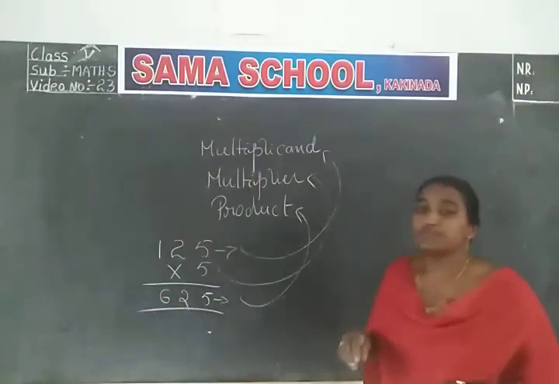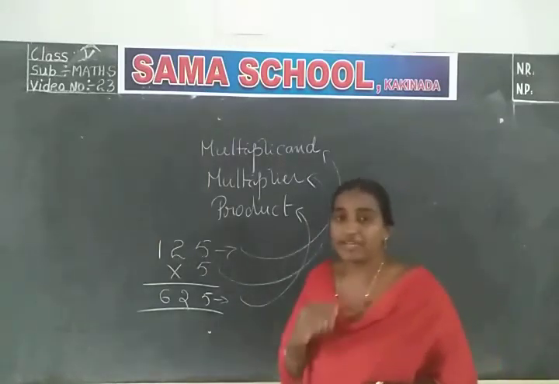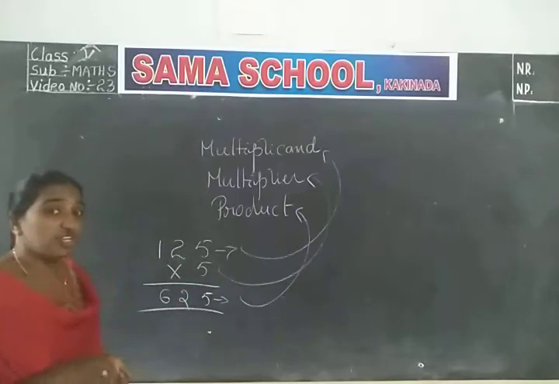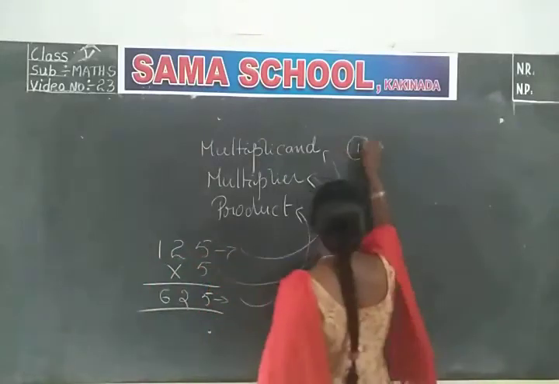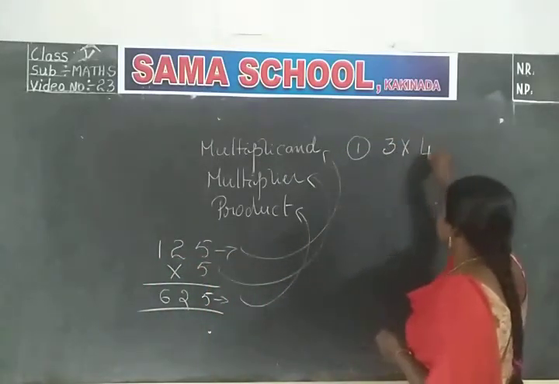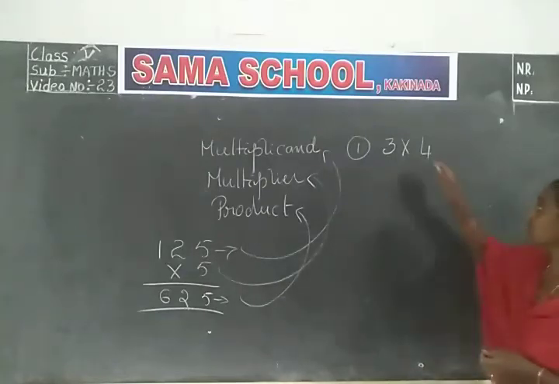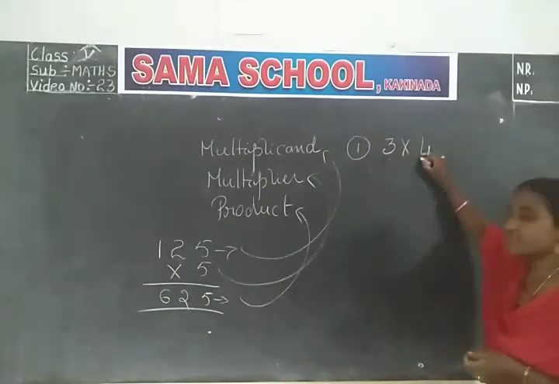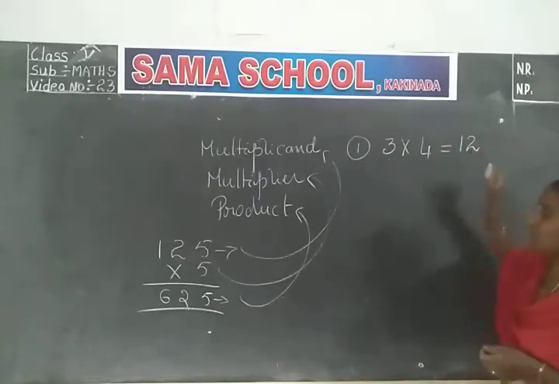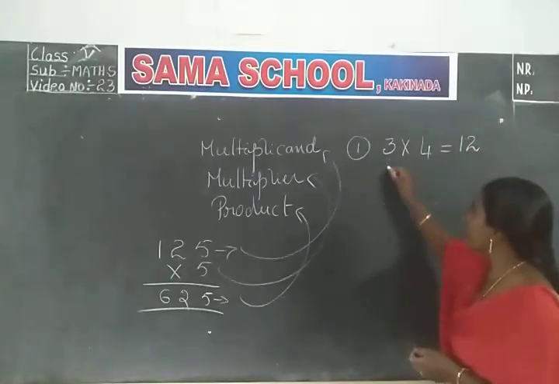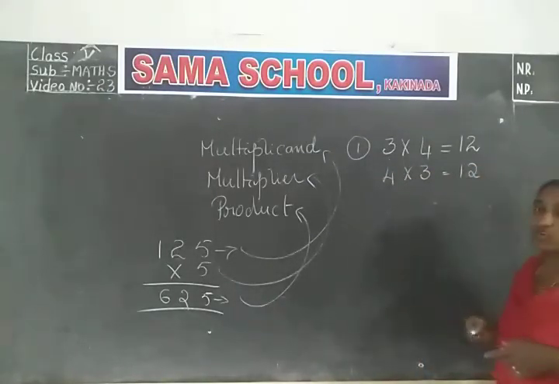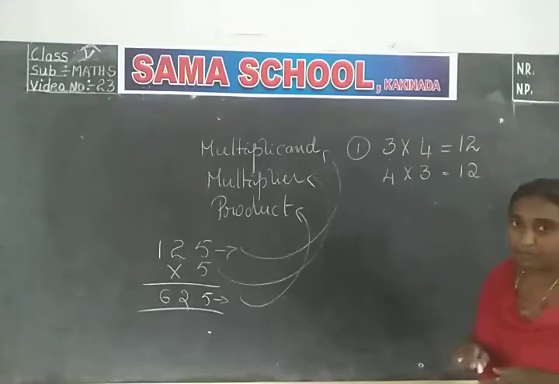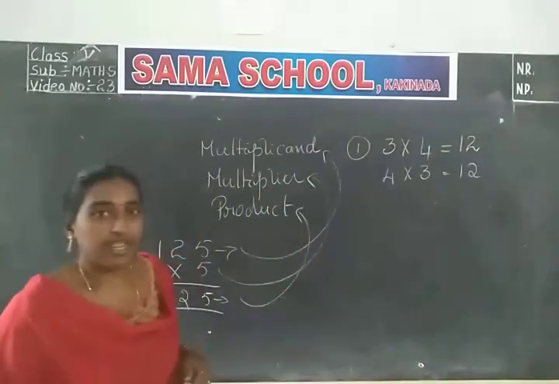And after the terms of the multiplication, you have learned the properties of multiplication also. How many properties did you learn? We have learned 3 properties in multiplication. What are the 3 properties we have learned? See, I have given a multiplication sentence. This is called multiplicand and this is multiplier. What is the result? 12. When you change the order of multiplicand and multiplier, you get the same product. This is the first property we have learned in multiplication.